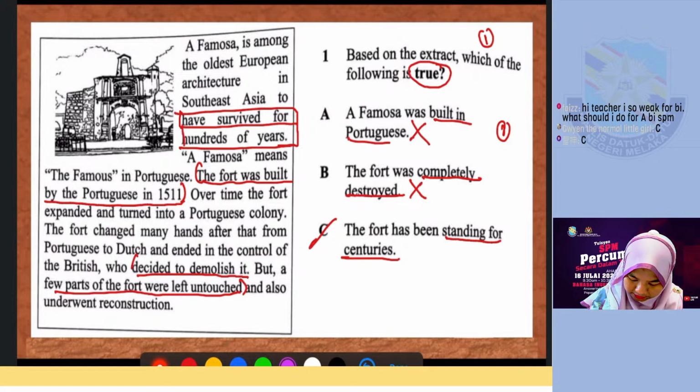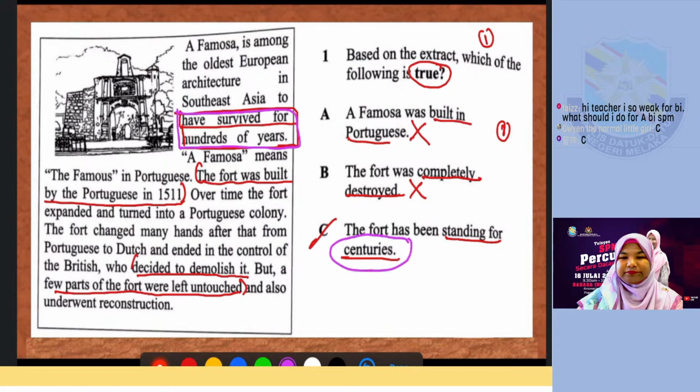Okay, here at this part. Survive. Hundreds of years means centuries. So that's why you get the answer of C. Okay, congratulations, Jiwon, and another one with a Korean name. I don't know how to pronounce it, but congratulations, you got it correct. Well done.